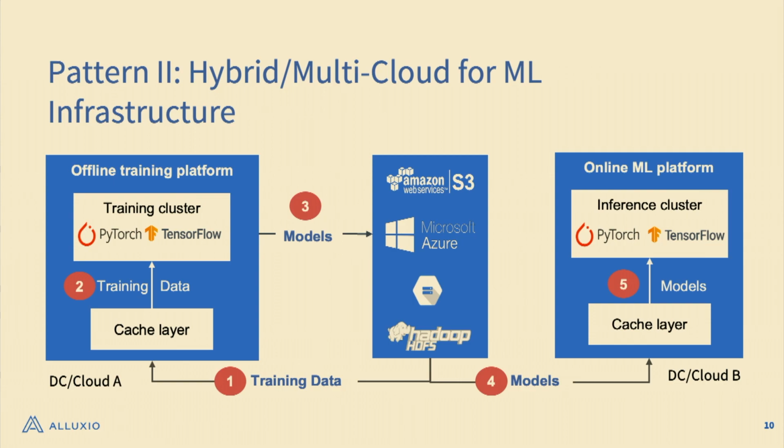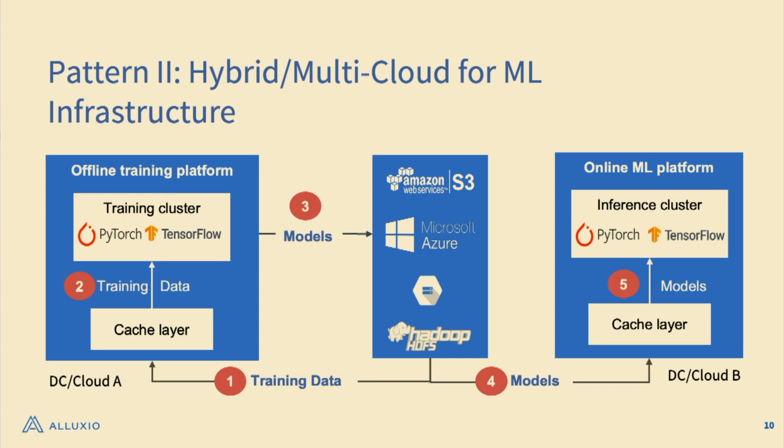And here is a very general idea of the hybrid or multi-cloud infrastructure for machine learning. On the left, there is a training platform, which could be an offline training platform. And on the right, there could be an online machine learning serving platform. In the middle, there is a storage. The storage could be used to store the datasets or the models. And for the first step of training, the training cluster will need to read the training data from the remote storage.